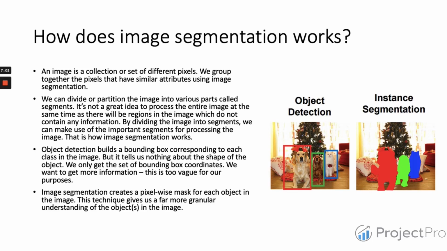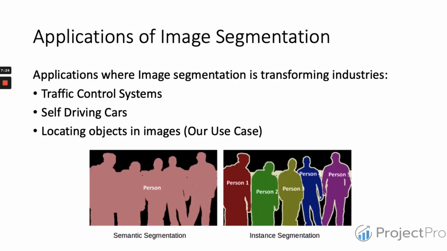So if we are able to detect that this is fire, but we are not able to detect which particular region the fire lies in, this is where image segmentation creates a pixel-wise mask for each object in the image. This technique gives us far more granular results and understanding of the object inside that image. So these are the different types and applications of image segmentation.